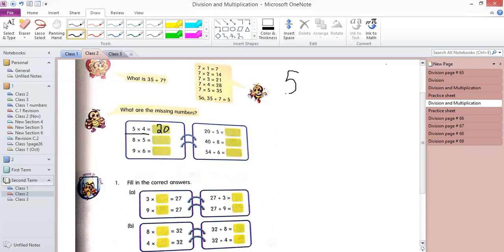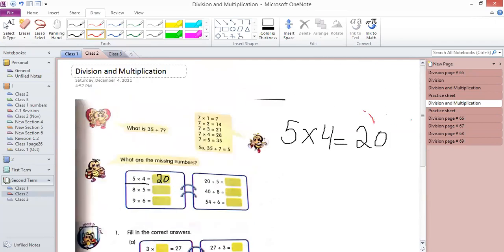Look here, this is 5 multiplied by 4 equals 20. You are writing a division sentence. In the division sentence, you are dividing 20 by 5. So which number is left? This is 4. So the answer would be 4. 20 divided by 5 will be equal to 4. Am I right? Yes, guys, is it clear to you? Yes, sir.